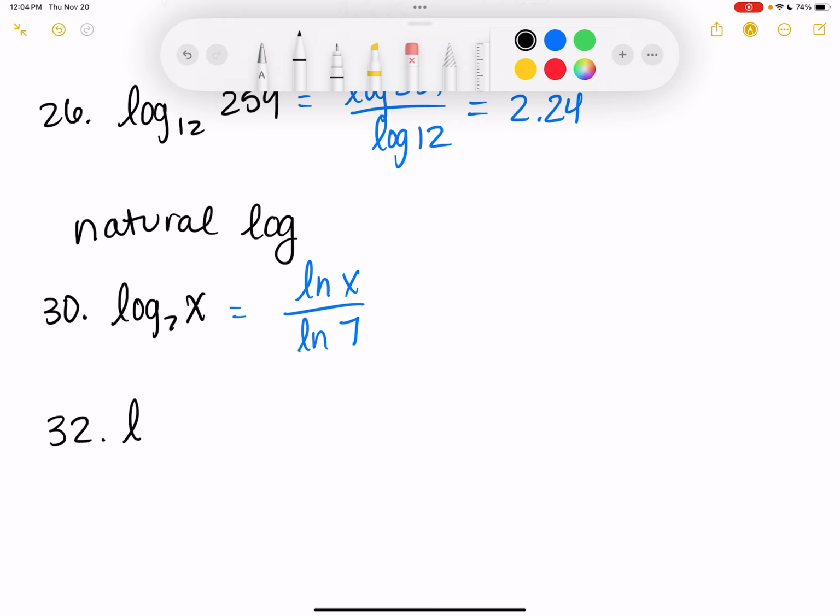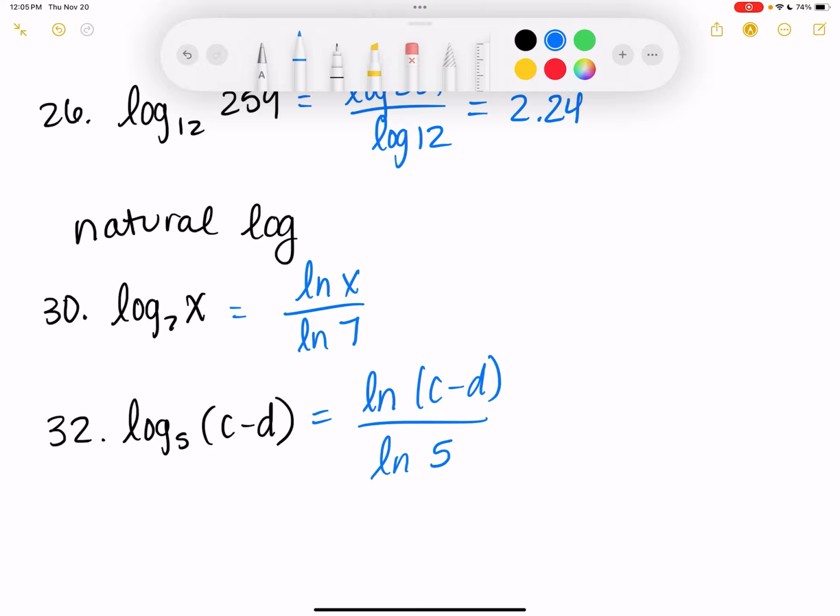32. Same instructions. Log base 5 of c minus d. They want it written as a natural log. Oh, this is cool. I know this. So ln of c minus d over ln of 5. Would that also be ln of c divided by d over ln 5? Or no? Never mind, no, it's not, because there's nothing else we can do with this one.